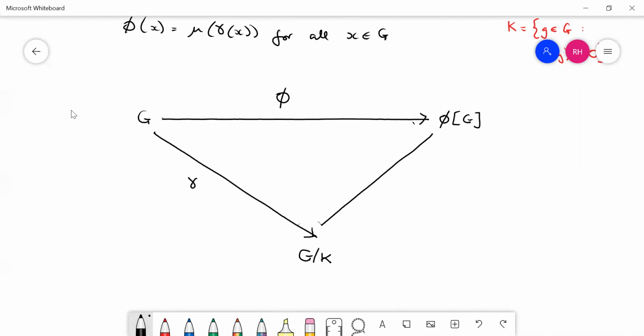Let's call this one mu, but it is an isomorphism. What this is saying from that very last bit is that we can start here and go this way to get to here. But the other way we can go is down here to this and then up here, and we'll get to the same result.